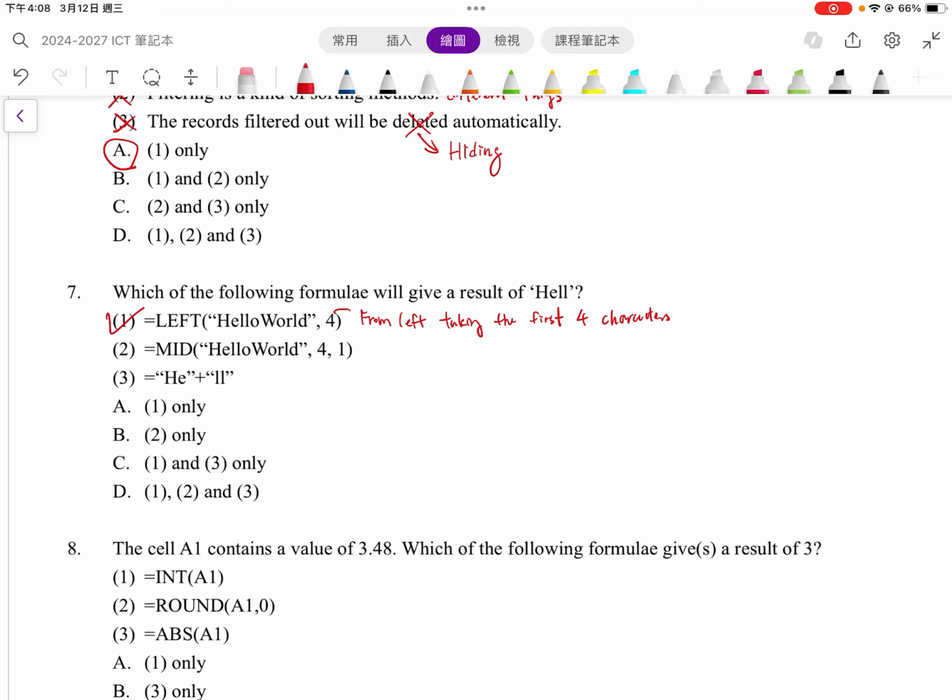And then 2, MID, and then hello world for 1. So this 4, 1 means start from the 4th position or place, we call it place. We take 1 character from it. So for this case, HELL, we start from number 4, we will have L as the result, so this is wrong. And number 3 is wrong, because this is a math operator, and math operator shouldn't be used for text, so this is wrong. Answer A.